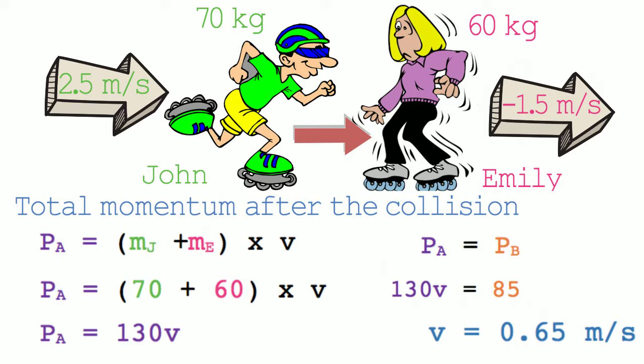This value is positive, and this tells us that after the collision, both rollerbladers moved to the right with a speed of 0.65 meters per second. If the value for V was negative rather than positive, it would mean that our rollerbladers would be moving towards the left, which is the opposite direction to the direction of travel that we were taking. We were taking our overall travel towards the right, so a positive value means that we're going in a rightwards direction. A negative value would mean that we're moving in a leftwards direction.